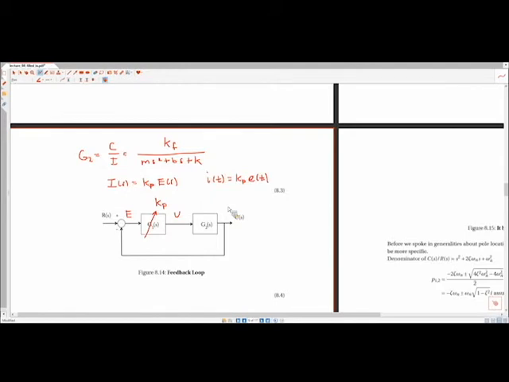All right. So if we look at what the transfer function for our controller is, it is again output over input. So G1 is I over E, which is simply Kp. Right. So this is the simplest controller we can possibly design.